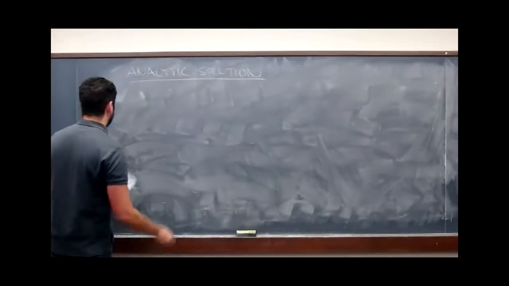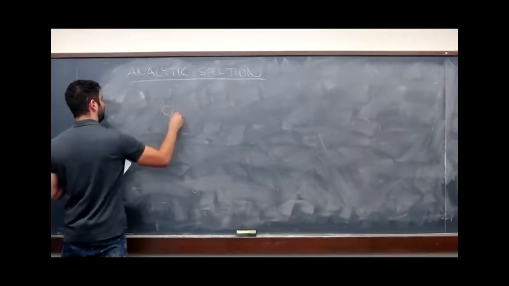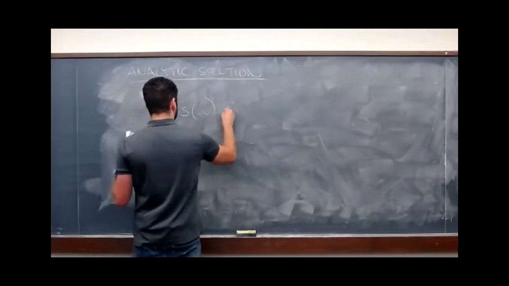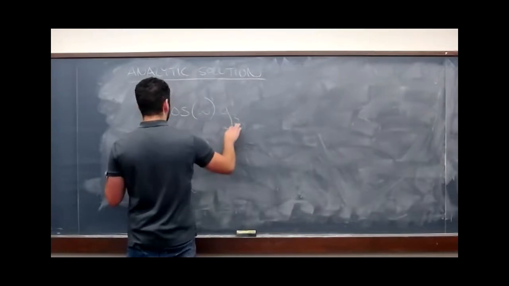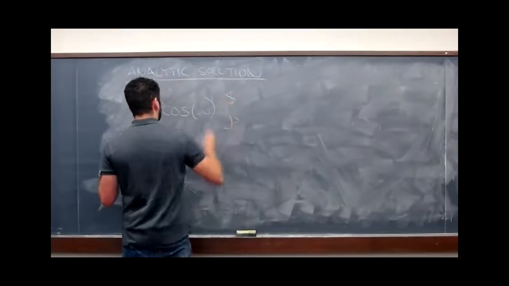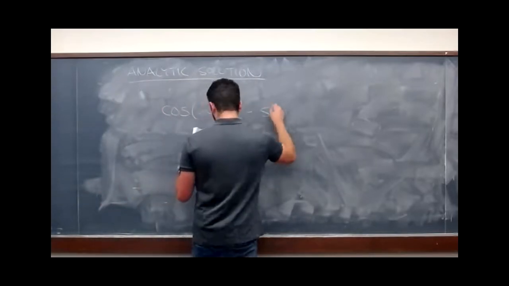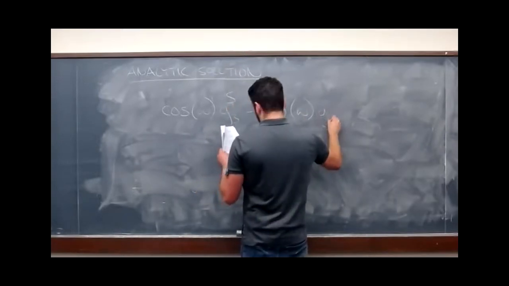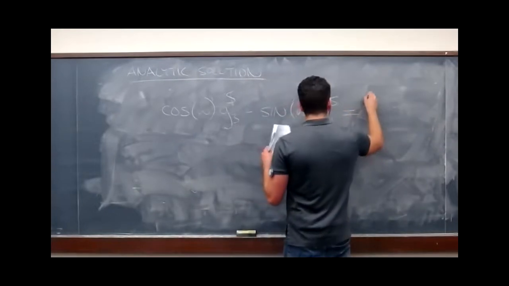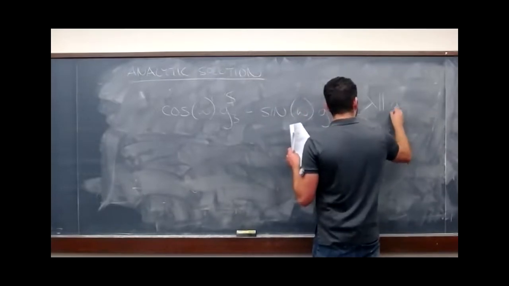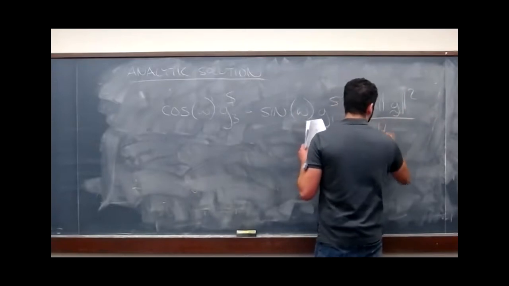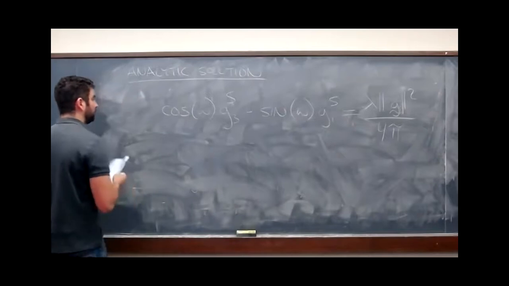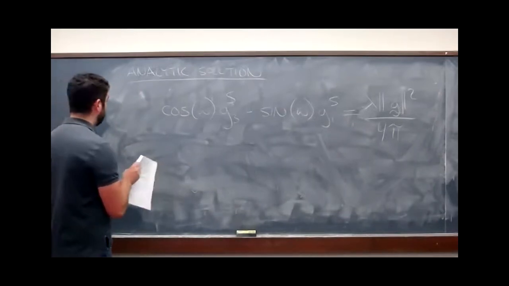So if we work things out, we get cos omega times the third component of G. I've dropped the HKL just to keep things a little less busy. In a sample frame, minus sine omega times G1 in the sample frame equals lambda over 2 pi. And I just like to note that this is an exercise that you might want to do once in your life, but then never again.